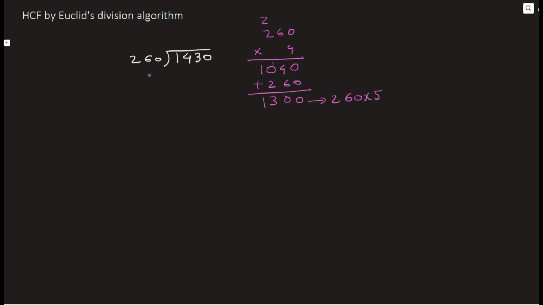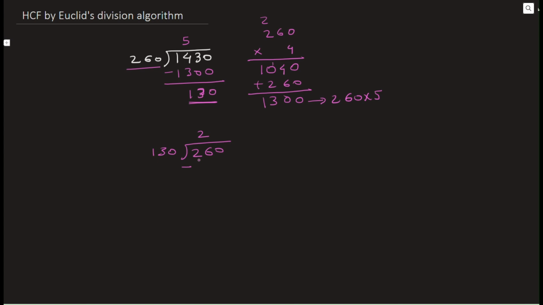So I can say 260 goes 5 times into 1430. So the quotient is 5, and I subtract 1300. The answer is 130. So this remainder becomes, in the step after this, the new divisor, and the divisor in the previous step becomes the dividend. So I have 260 divided by 130, and 130 goes twice in 260.